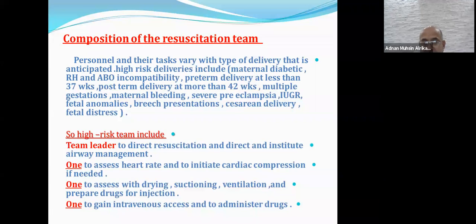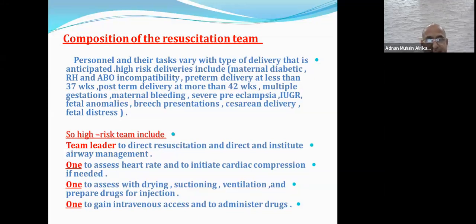One assistant assesses the heart rate and may need to initiate cardiac compression if needed. Another assistant starts to dry, suction, ventilate, or prepare drugs for injection. And the other assistant can deal with gaining intravenous access for drug administration. So this team should act in an organized manner. Of course, this team should be well trained to deal with different high-risk deliveries, to reach the optimum result and to prevent birth asphyxia.